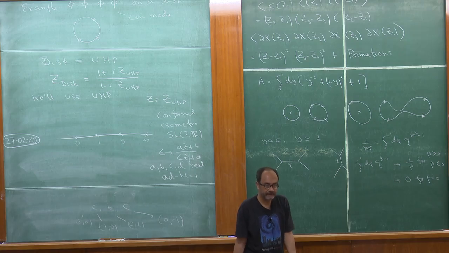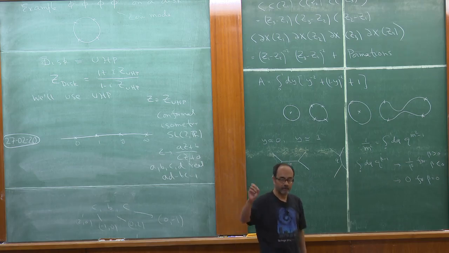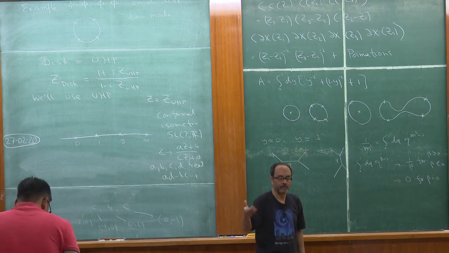Exactly. That's right. So as you go towards the boundary of the moduli space, there are divergences of the integrand, right? And that's what you want to see how to regulate.